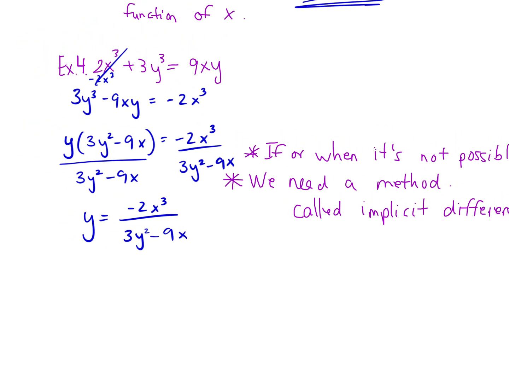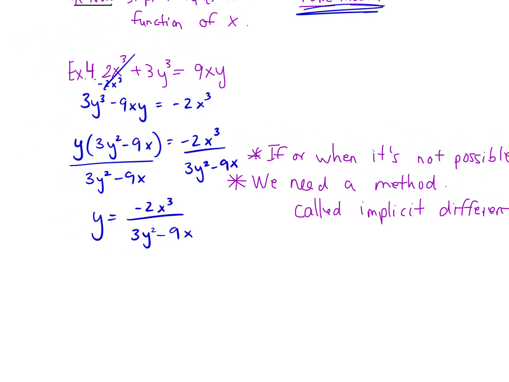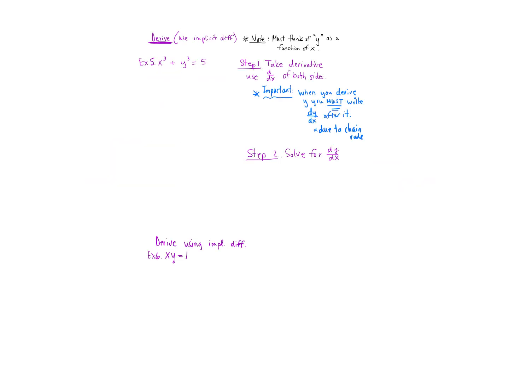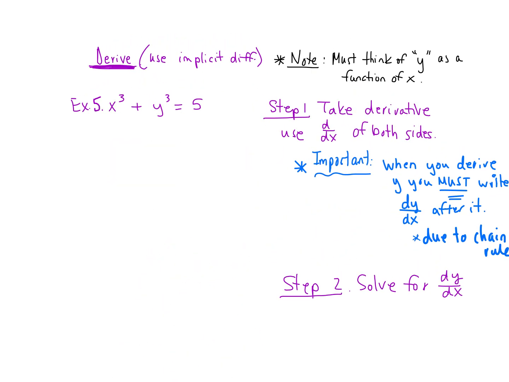So in the little note on the side, it says, if or when it's not possible, we need a method called implicit differentiation. So we're going to be using implicit differentiation to find the derivative when we can't get the y all by itself. Even if we can, there are some questions on the homework where you could get the y all by itself, but we're still going to do implicit differentiation there. So we'll end up with a y in our answer.